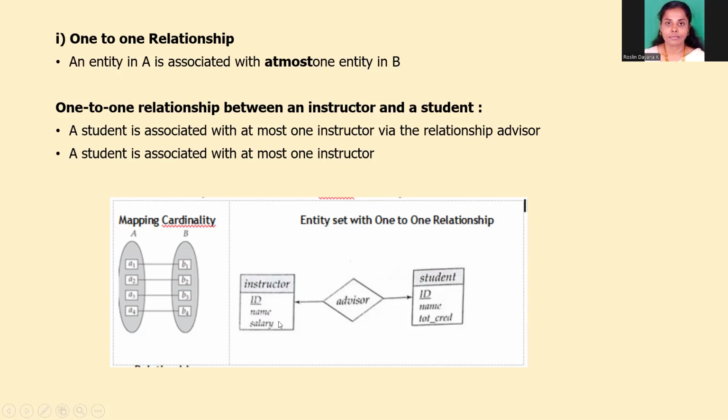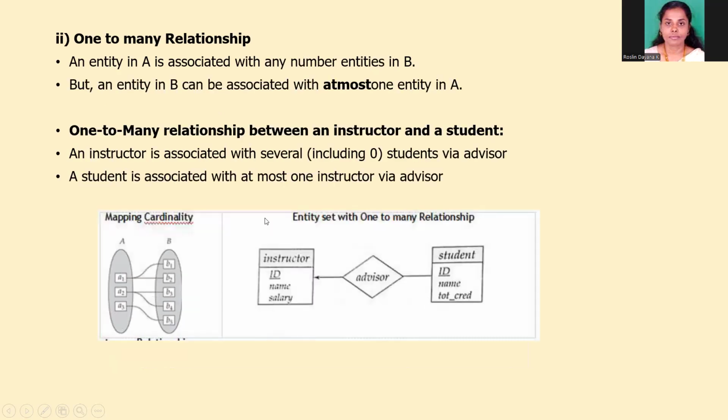So instructor attributes are ID, name, and salary. One instructor will be the advisor for one student. A student is associated with at most one instructor. Its mapping cardinality is shown on the left side.